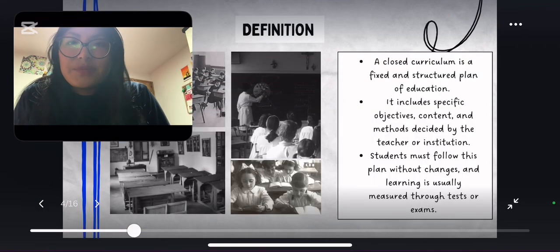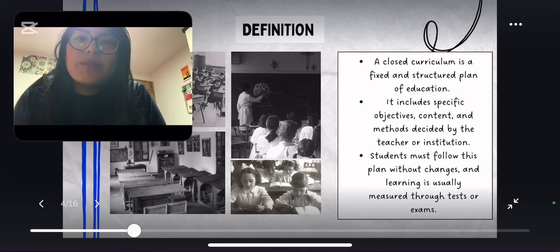Definition. A closed curriculum is a fixed and structured plan of education. It includes specific objectives, content, and methods decided by the teacher and/or institution. Students must follow this plan without change, and learning is usually measured through tests or exams.